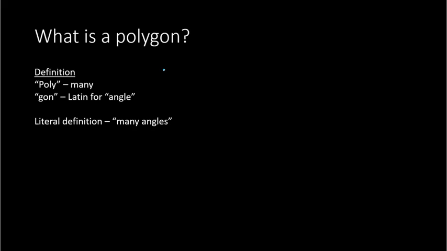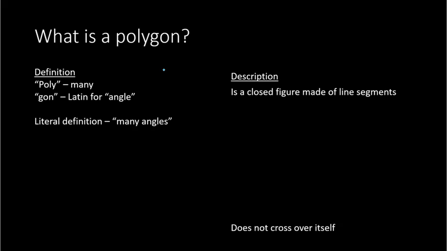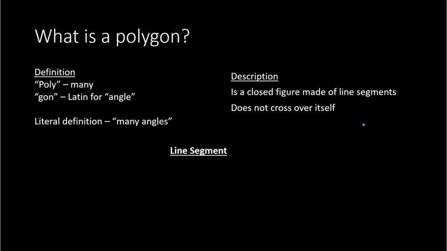Now, what does this mean, or what do these look like? Well, a better description would be a closed figure made up of line segments, and it does not cross over itself. We'll see some pictures in a moment of polygons versus not polygons. But now we see the word line segment. What is a line segment? Well, a line segment is a portion of a line with two endpoints.